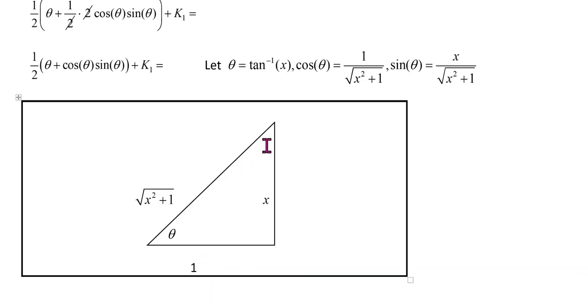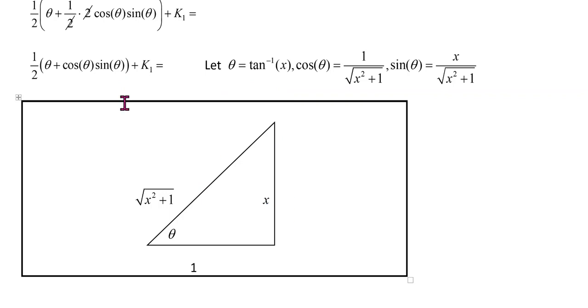And then by Pythagorean theorem, we know the hypotenuse is going to be x squared plus 1 squared, put them under the square root. So then we know, since we're using x equals tangent theta, then theta is going to be arctangent. So this theta is going to be arctangent of x.